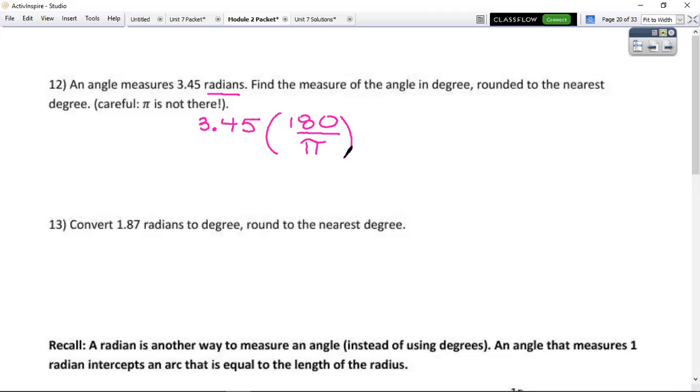So you're going to type that into your calculator now. We're going to go 3.45 times 180, enter, and then divide it by pi. You guys remember where the pi key is? It is second caret. So second caret key. And I get an answer of 197.6, so nearest degree means this would round up to 198 altogether.